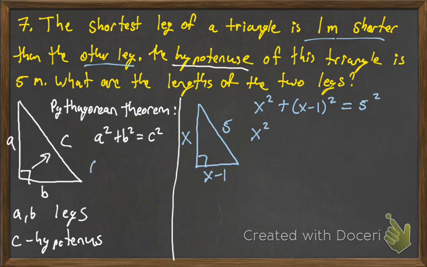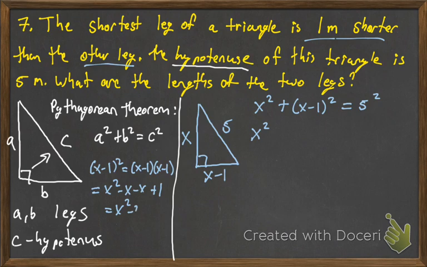So we'll have x squared. We'll go ahead and come over to the side to expand (x minus 1) squared. That means x minus 1 times x minus 1. And so we'll FOIL that out. x squared minus 2x plus 1.